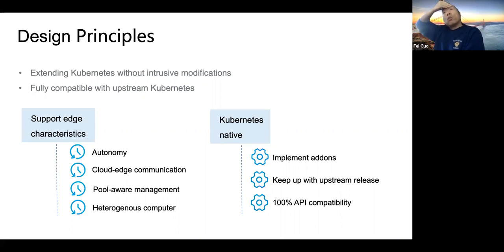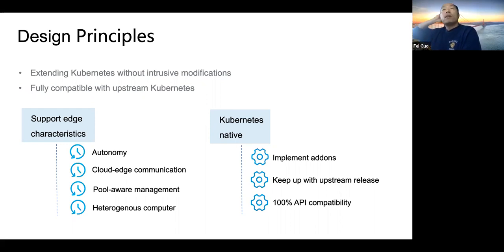OpenYurt is trying to support edge characteristics like autonomy. We're trying to resolve the cloud-edge communication problem. We're trying to provide node pool management. OpenYurt also tries to support heterogeneous compute, like different compute architectures, x86 and ARM. But this is the main thing that we're trying to resolve.